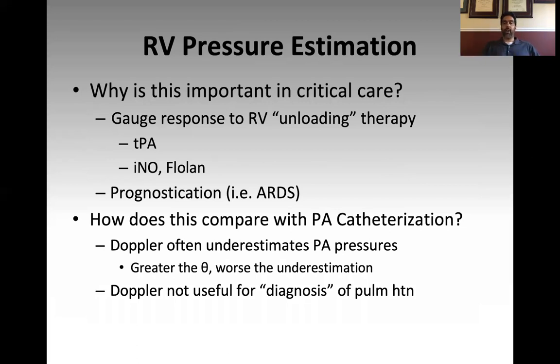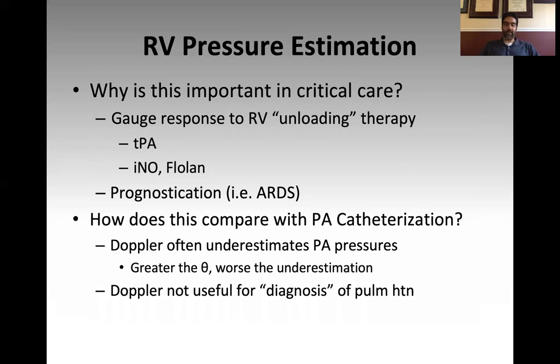We can then move on to RV pressure estimation. So why is this important in critical care? This becomes important when you're dealing with a patient that has RV strain, for example, RV pressure overload and shock. So for example, you take the classic massive PE patient. They have RV pressure overload, they have shock, and you're doing things to try to reduce the RV afterload in order to improve RV function and improve cardiac output.